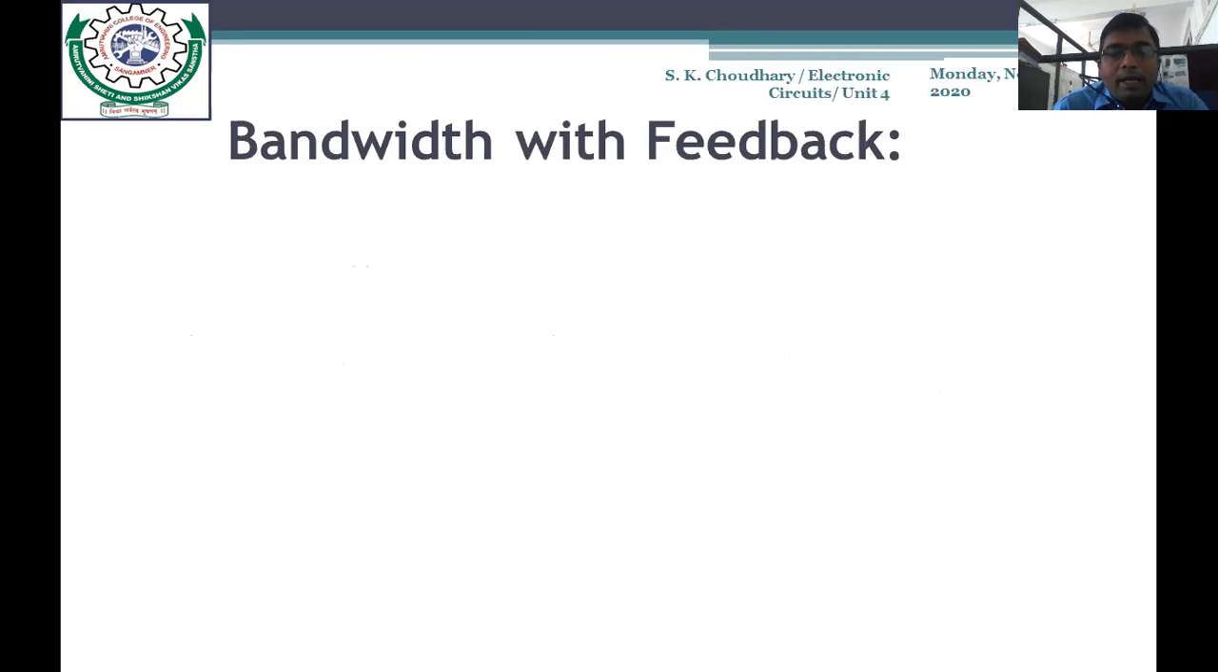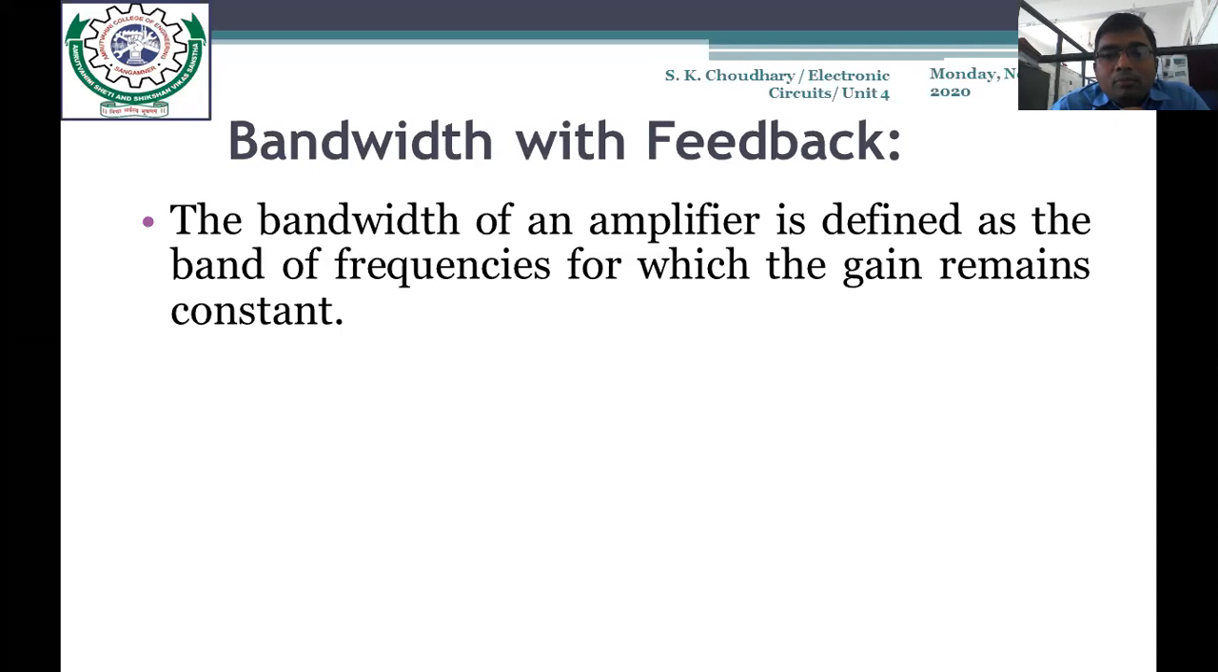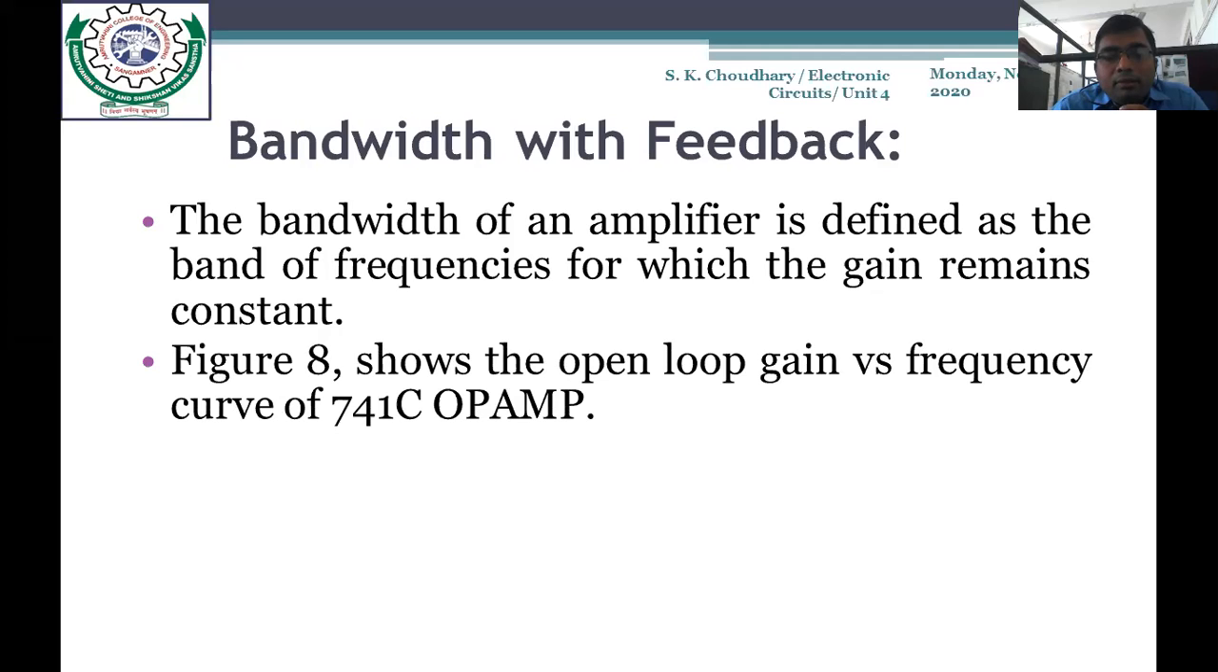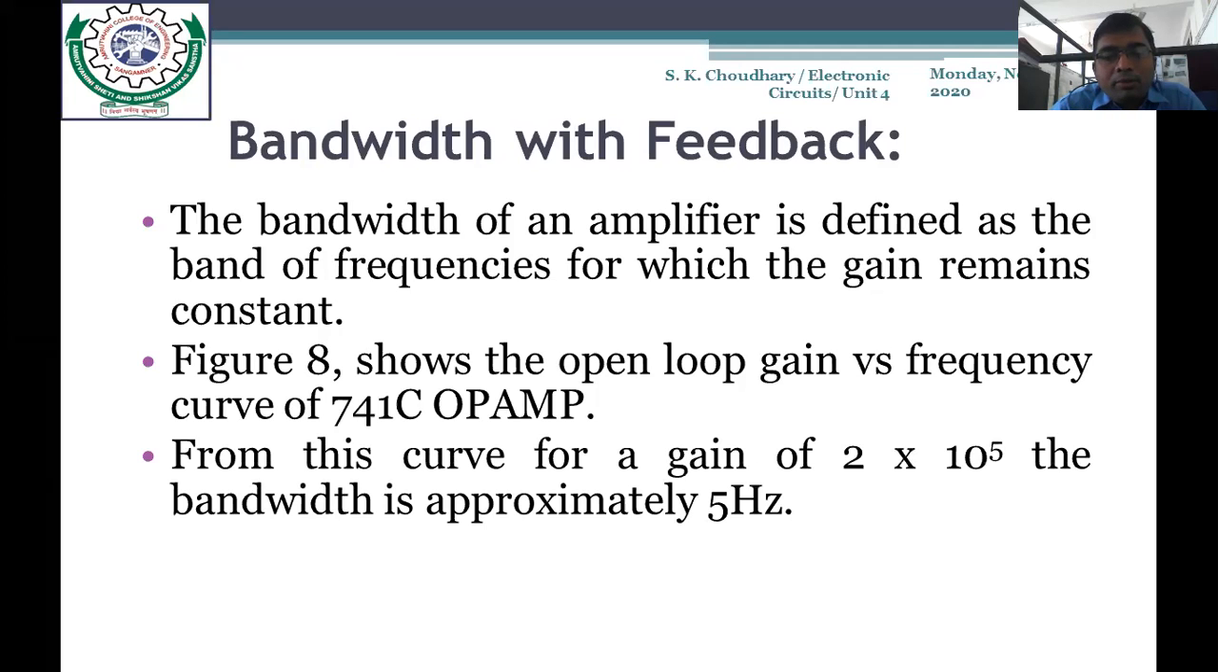Now the another parameter is the bandwidth with feedback. The bandwidth of the amplifier is generally defined as the band of frequency for which gain remains constant. Here in figure 8, we show the relationship between the open loop gain versus frequency curve for 741 IC op amp. In this curve, you can see that the open loop gain of the op amp is 2 lakhs, nearly, and this gain is valid for a bandwidth of only 5 hertz.